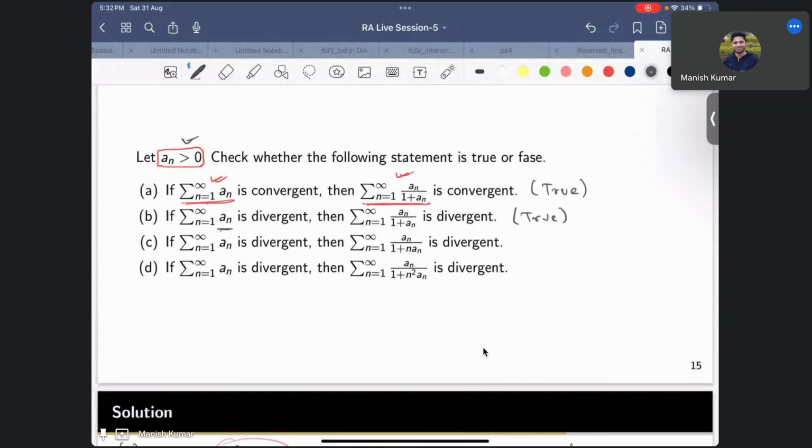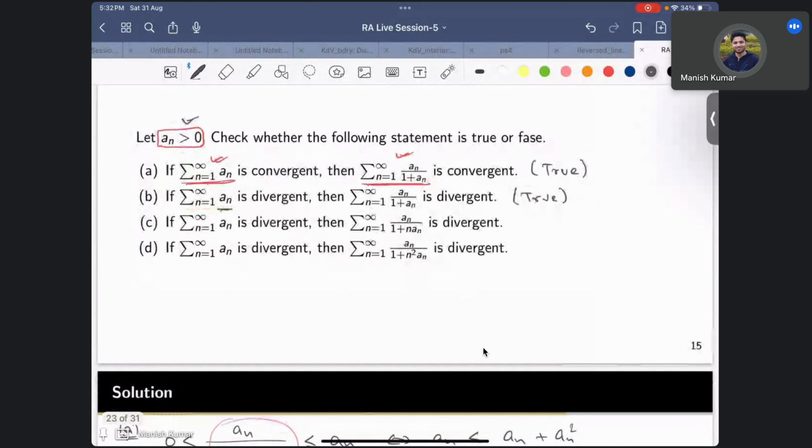Okay, now let us come to the third one. The third statement says: suppose summation a_n is divergent, then is it true that a_n upon 1 plus n times a_n, so this is the extra term we have, is also divergent? This is a bit complicated, but in some sense it's easy also. When you see the example, it will be obvious to you. So this statement is false.